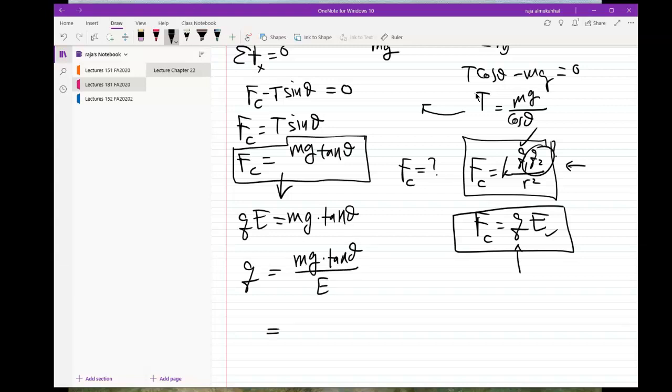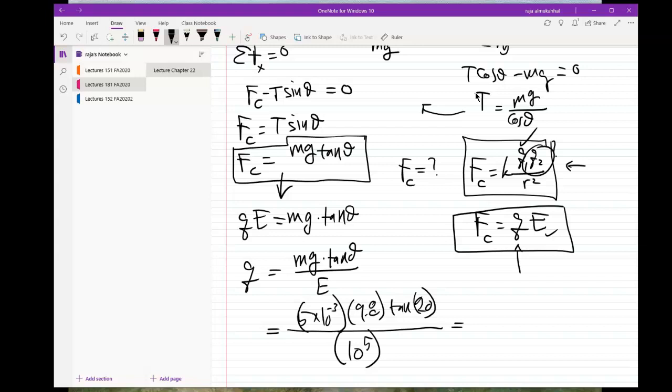The mass is, what is that, 5 grams. So that's 5 times 10 to the negative 3 times 9.8 times tangent 20. As you can see, I am plugging in numbers only in the last step, divided by E, which is 10 to the 5th, and then we calculate that, and we will get the value of the charge.